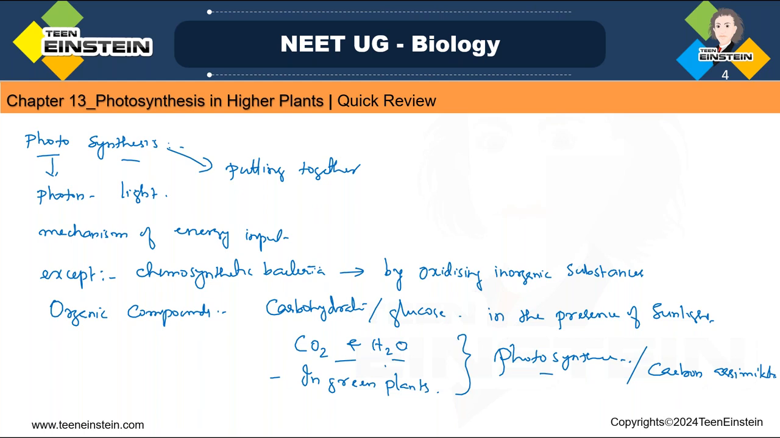This photosynthesis is represented by one equation. This is very important; see here, previous year questions: mechanism of energy input to the living world, and the exception, the chemosynthetic bacteria, which oxidize inorganic substances. And the organic compound, carbohydrate or glucose, is synthesized in the cells of green plants in the presence of sunlight with carbon dioxide and water. That is called photosynthesis, sometimes called carbon assimilation. And the important equation is also a previous year question.